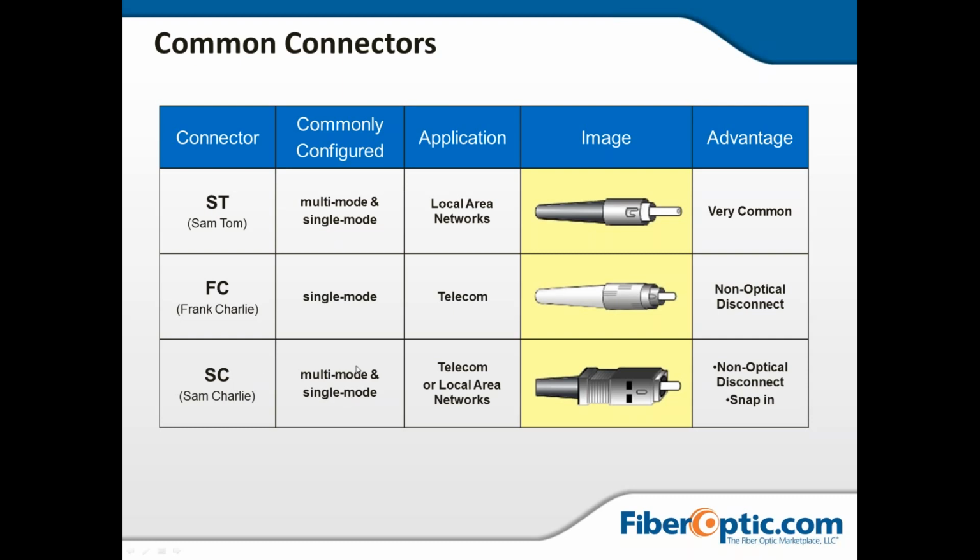The SC, mostly multi-mode and single mode, the Sam Charlie, does both telecom and local area networks. Here's the push-pull mechanism. You see how it's kind of squared off here? It protects the ceramic, steel, or polycarb, plastic, ferrule, but it gives you a good connect and a good disconnect every time. Snap in, snap out.